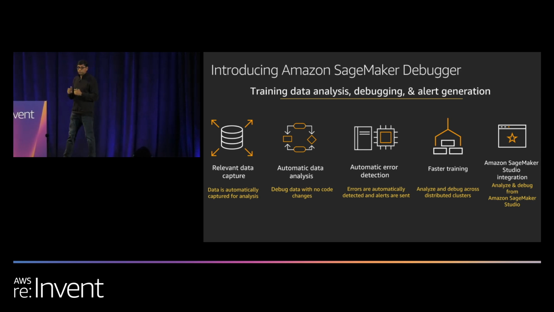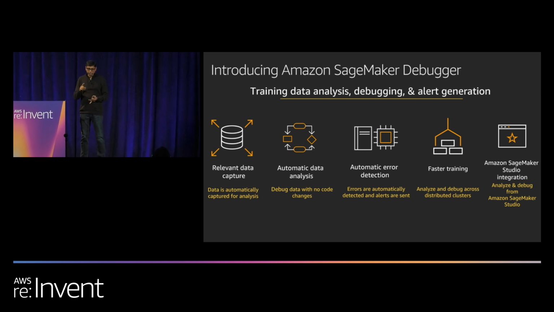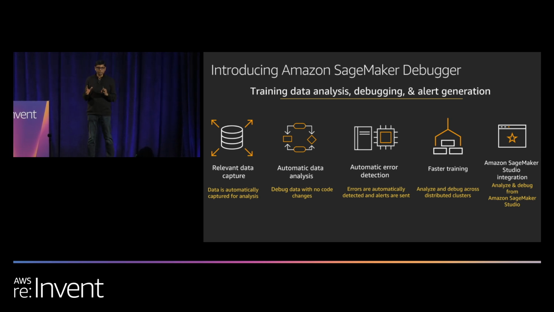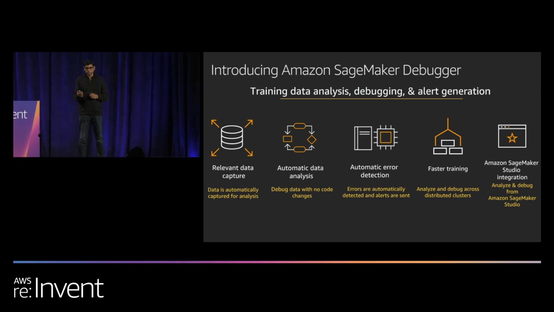We know that you have written your neural network model. You are training with your own data. So you have much more knowledge about your particular machine learning model than us. So that's why we give you the capability to write your own rules. So you can say, this is my assert condition, which I want the debugger to trigger when the training is going on.